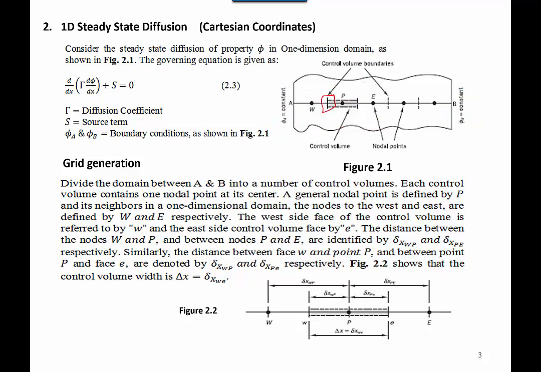This face is called the interface between the neighboring control volumes, and it is represented by a small letter w. And the other face, on the right side, is represented by a small letter e, which represents the interface between the control volume we are talking about and the control volume on the right side, which is the east control volume.